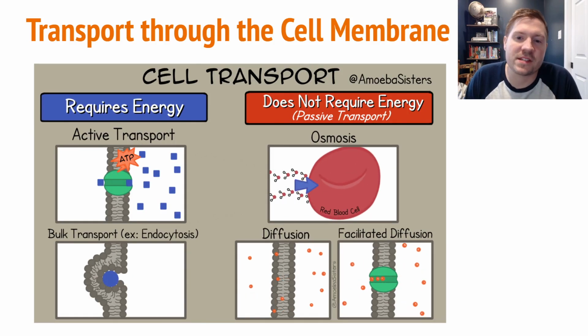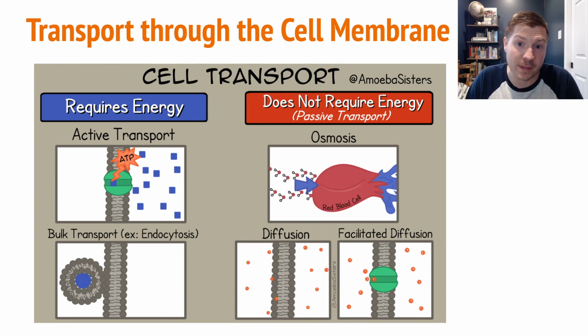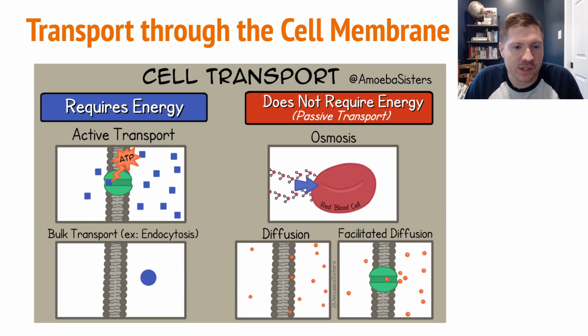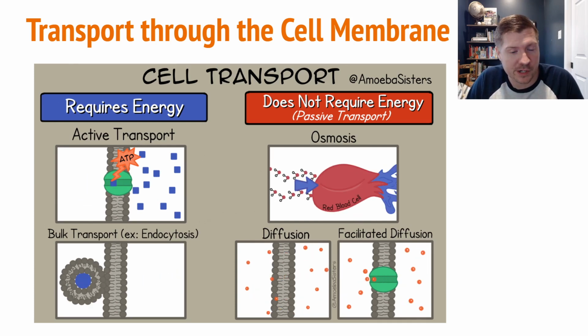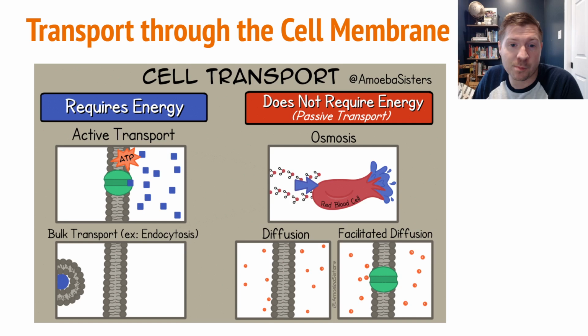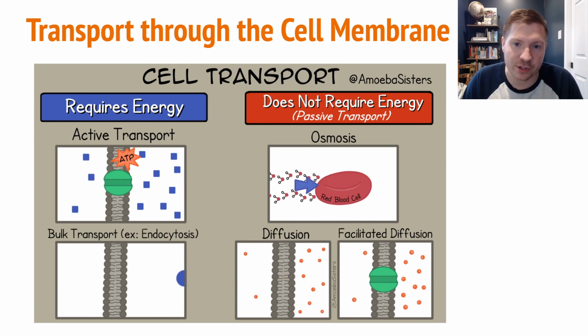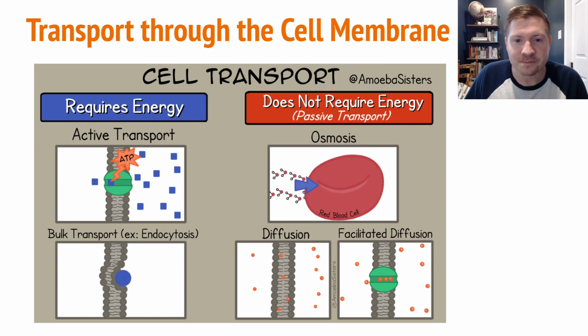Hi class. Today we are going to be discussing transport through the cell membrane. So we're going to be focusing on the two major kinds of transport, which you can see there in the picture. Passive transport on the right that does not require energy, and active transport on the left that does.